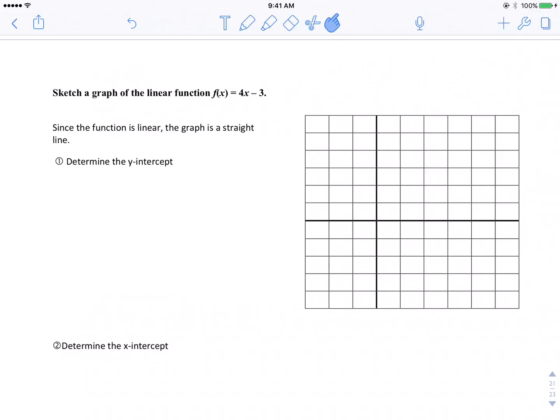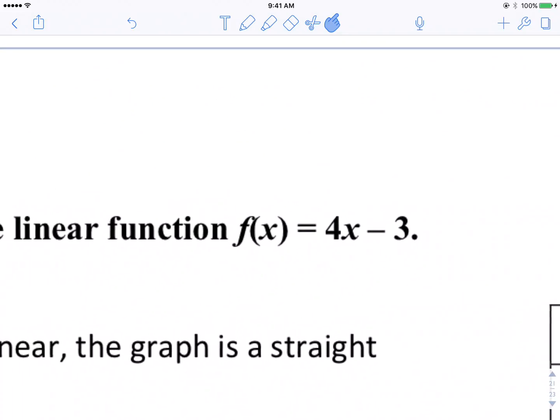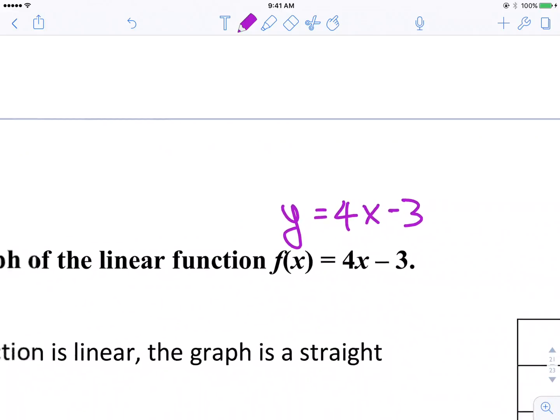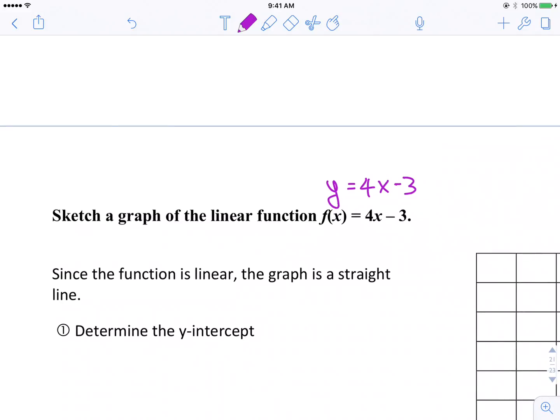So here's our example. Sketch a graph of the linear function f of x is equal to 4x minus 3. Remembering that f of x, or function notation, is a fancy way to say y is equal to 4x minus 3. Since the function is linear, the graph is a straight line.